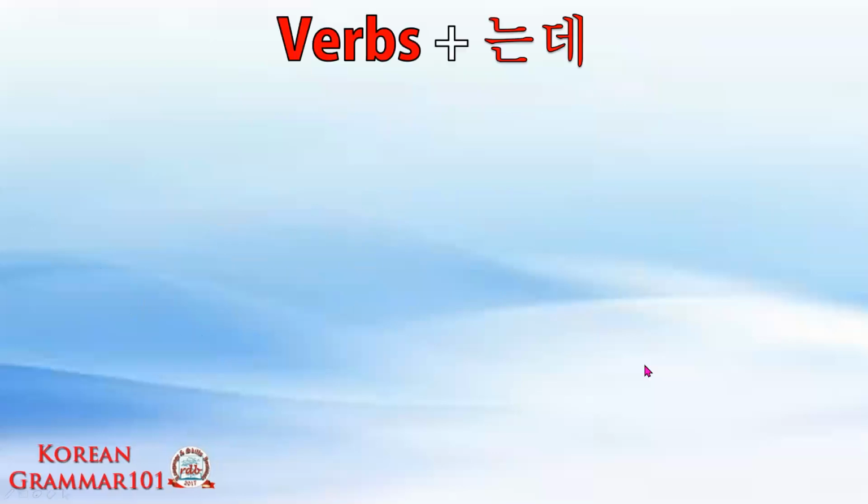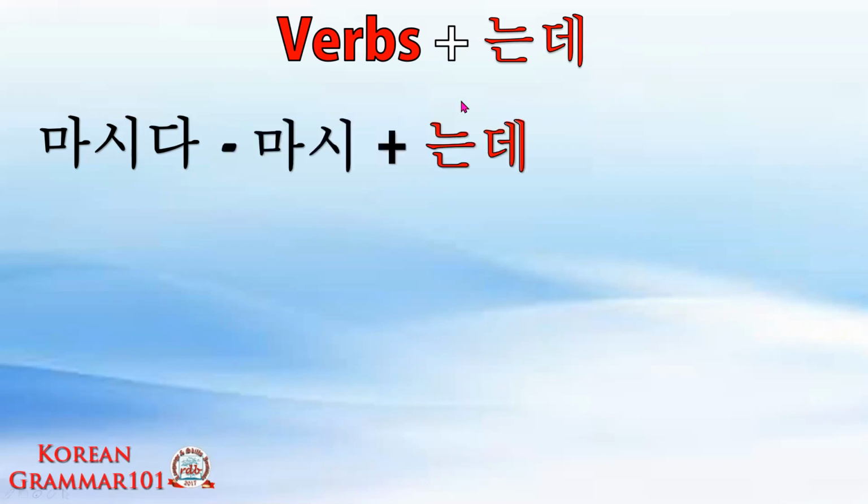Okay, first, let's look at the verb. So we're talking about the present form of the verb. So we need to attach -nunde for the verbs, but we need to drop first the verb stem da. Okay, so let's look at the examples of the verb. The first one is mashida. Mashida is the verb that means to drink. So again, mashida, the last word or the ending form is da. We need to drop this one, so the word that remains is mashi. So we are going to conjugate -nunde, so it becomes mashinunde.